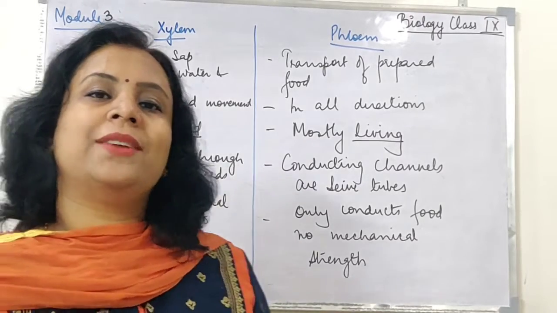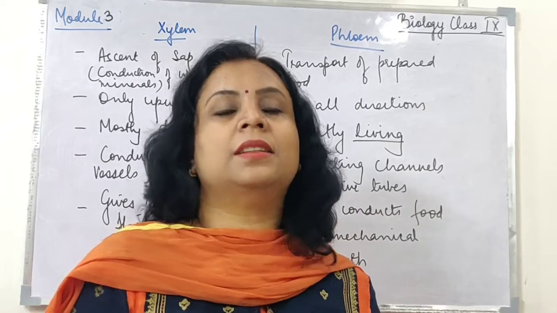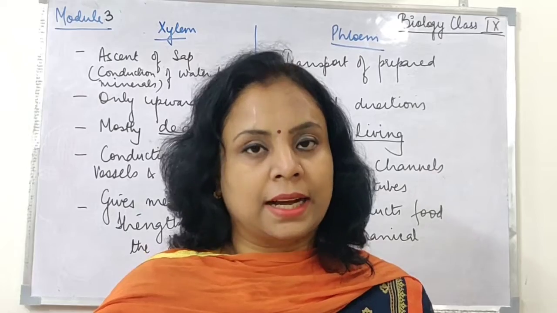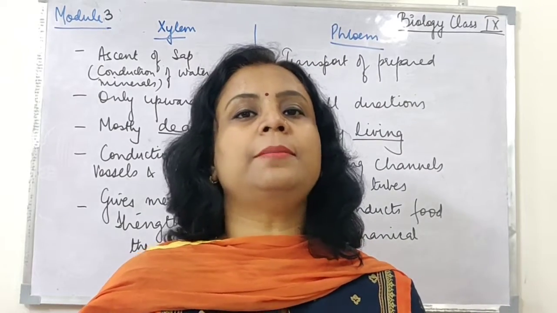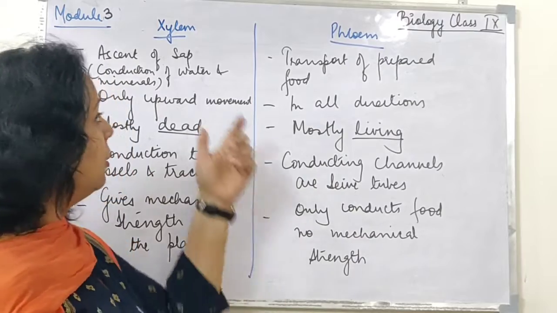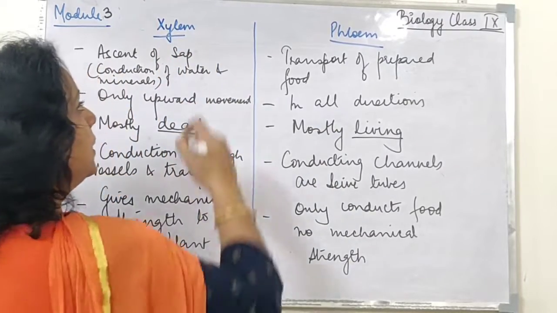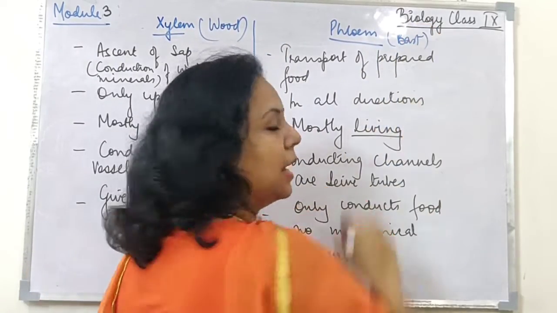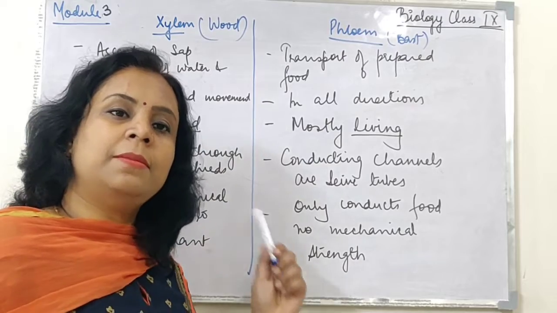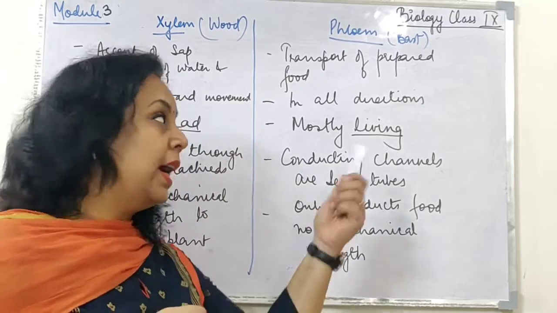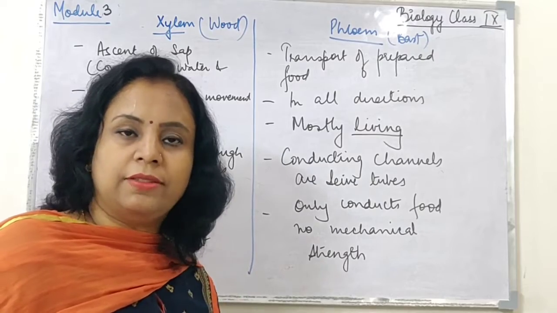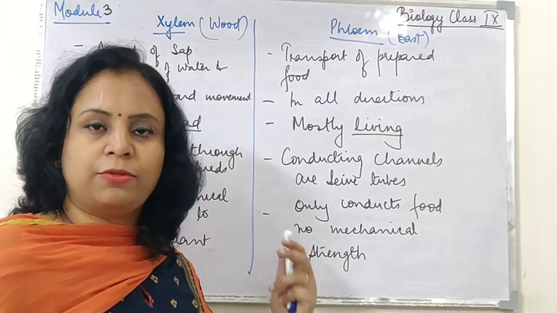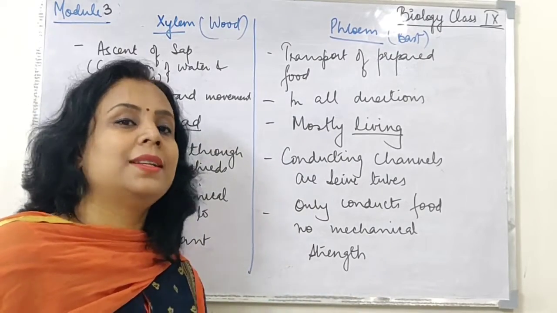So children, till now we have studied xylem and phloem as the complex permanent tissues. In the examination, often their comparison is asked. So let us quickly recap both of them through this comparison table. We have seen xylem is also known as wood and phloem is known as bast. We've studied that xylem is by and large a dead tissue and phloem is by and large a living tissue. Both of them are made up of four elements. Elements over here I'm referring to cells.